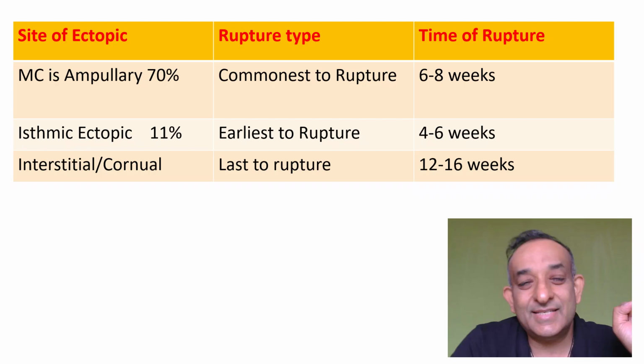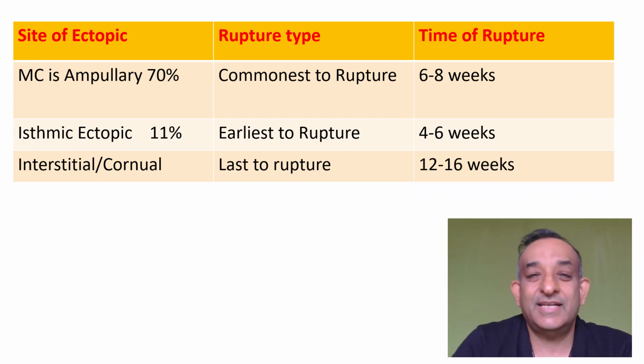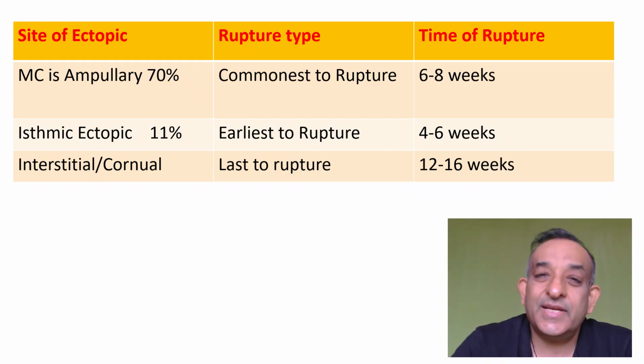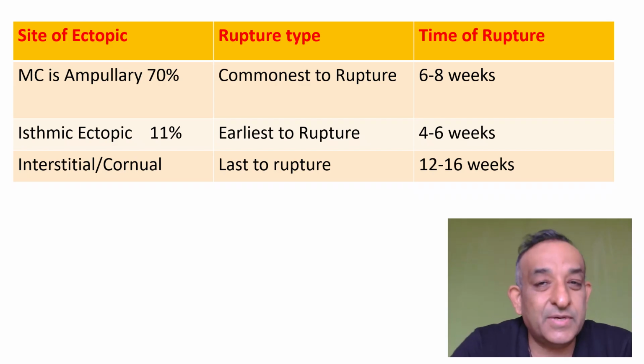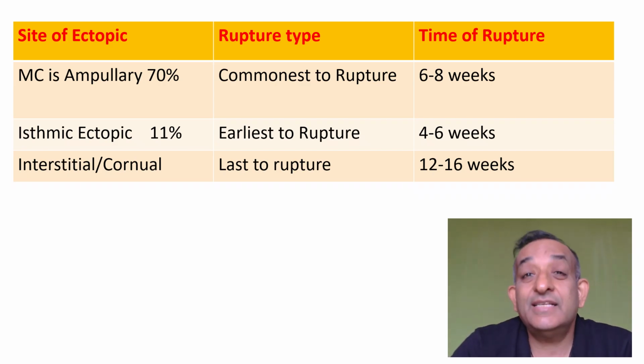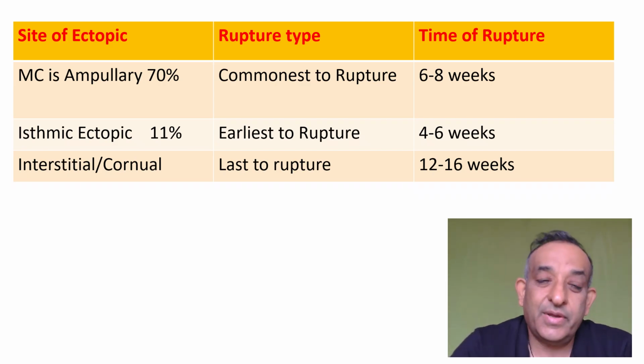So have a look at this chart about the sites of ectopic pregnancy. Remember, the most common site of ectopic is the ampulla. So that is the most common site of rupture of ectopic pregnancy also. Isthmic ectopic is not so common. It is 10 to 11% of the ectopics. It is the earliest to rupture. That is correct. Okay, and the interstitial or cornual ectopic is the last to rupture.